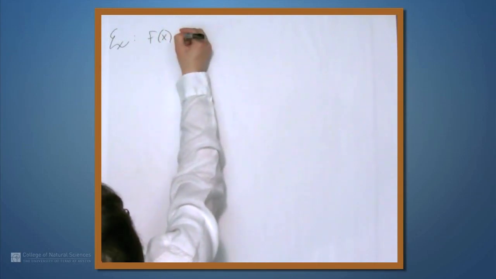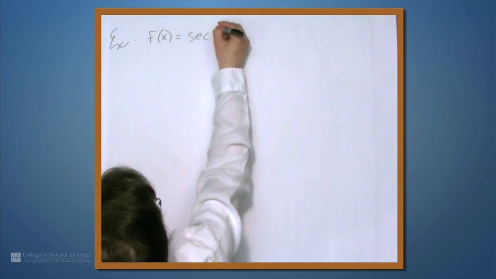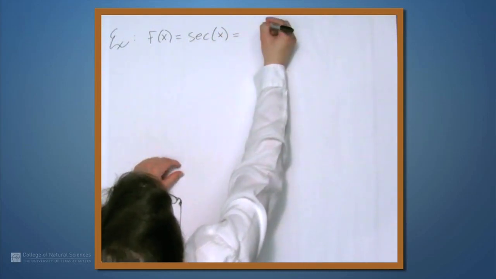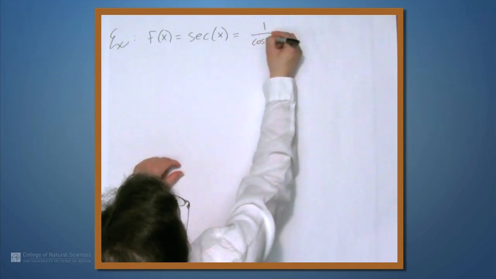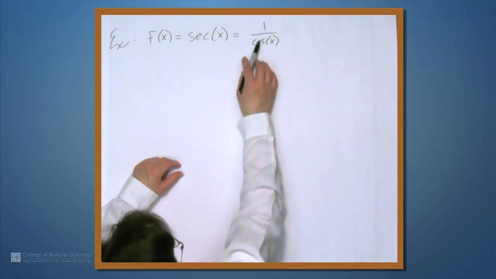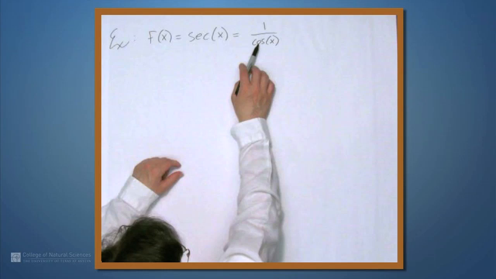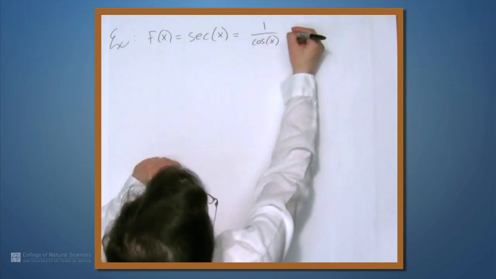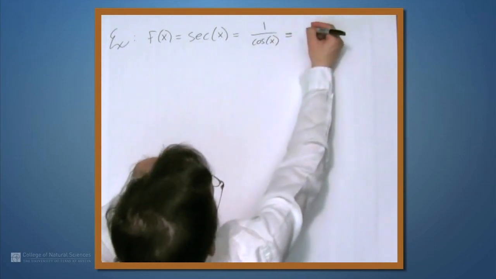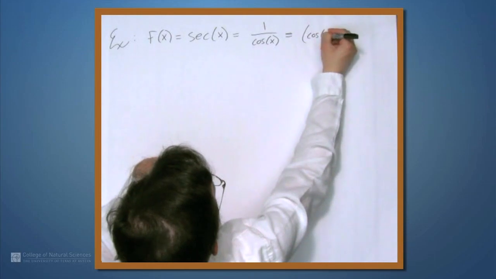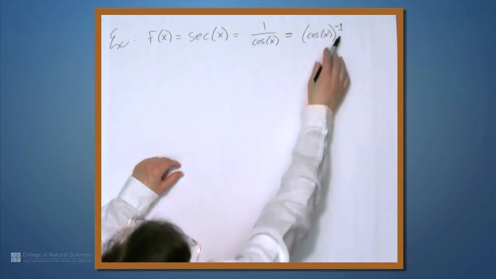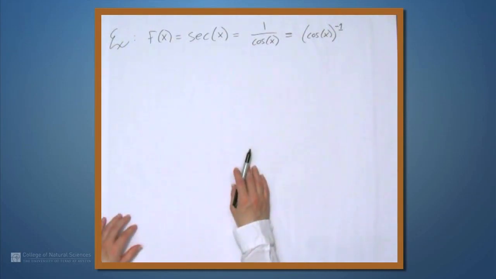Now let's derive the formula for the derivative of secant. Now secant is 1 over cosine x. So once again we could use the quotient rule where our numerator is 1 and denominator is cosine. In this example I think I'd rather use the power rule and the chain rule just to vary things a little bit. So 1 over cosine is the same as cosine x to the negative 1. All right? Now we're going to be able to use the power rule and the chain rule.